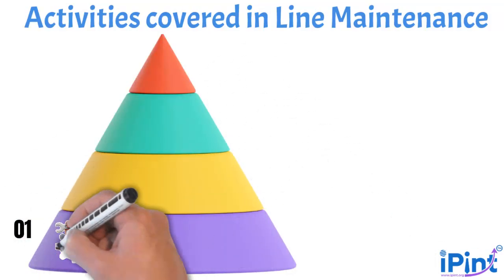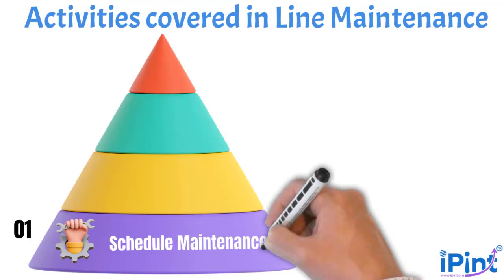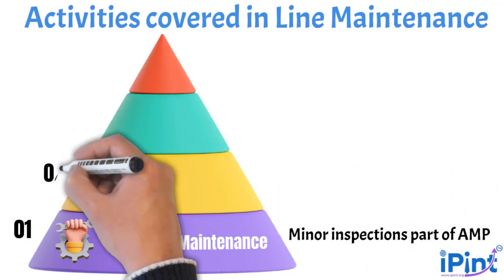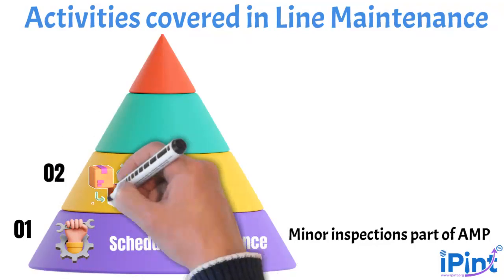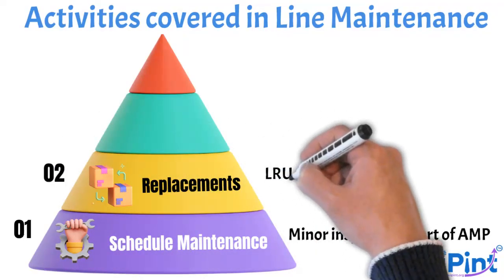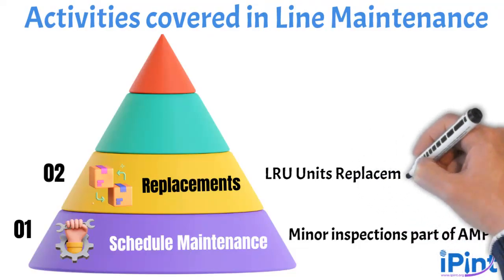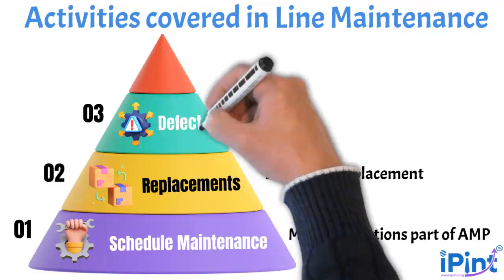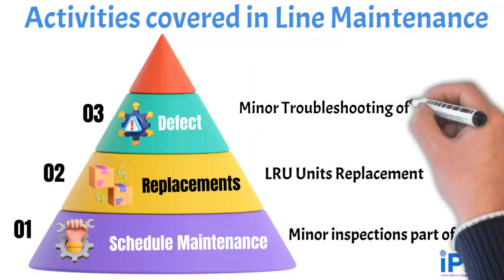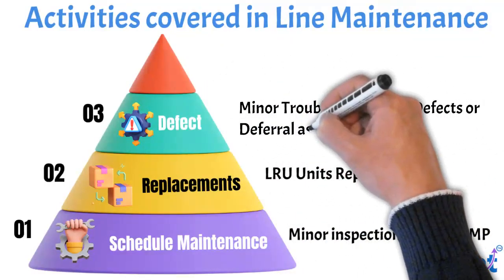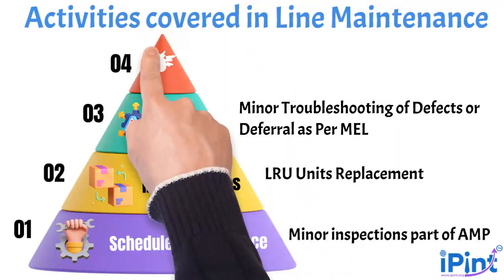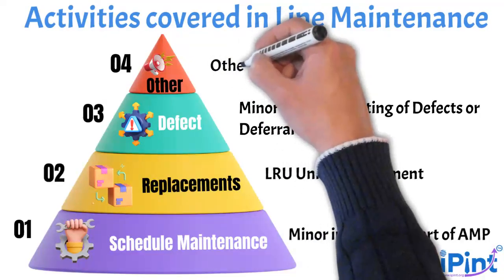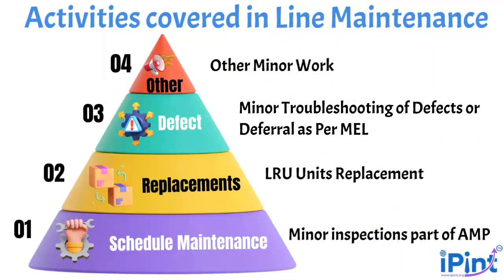So, line maintenance majorly covers 4 activities. The first one is scheduled maintenance, which covers mainly minor inspections. The second one is replacements, which covers mainly line replaceable unit (LRU) replacements. The third one is defect rectification, which covers only minor defect rectification or deferrals as per the minimum equipment list (MEL). The fourth one is other minor work, which is some adjustment or work as per requirements.